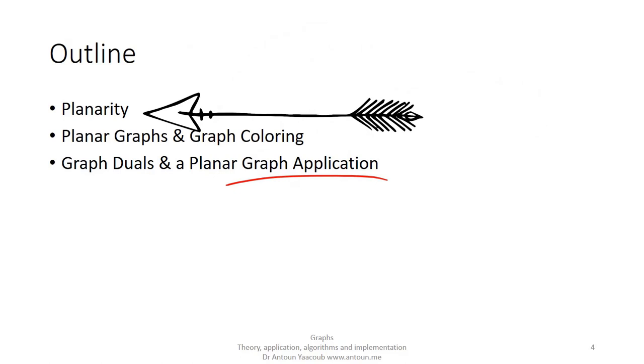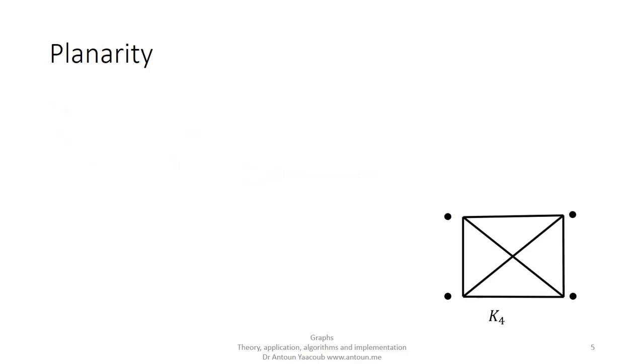In our outline, we will cover some planar graph applications at the end of this part. First we will talk about planarity, then we'll move to planar graphs and the coloring of planar graphs, namely the four color conjecture. Then we will talk about graph duals, how we can calculate the graph duals, and how we can apply that to a facility problem application.